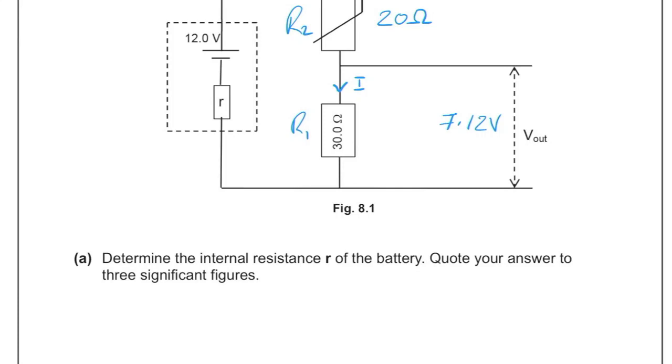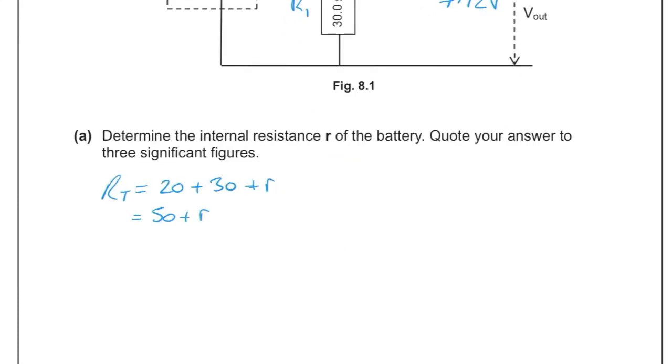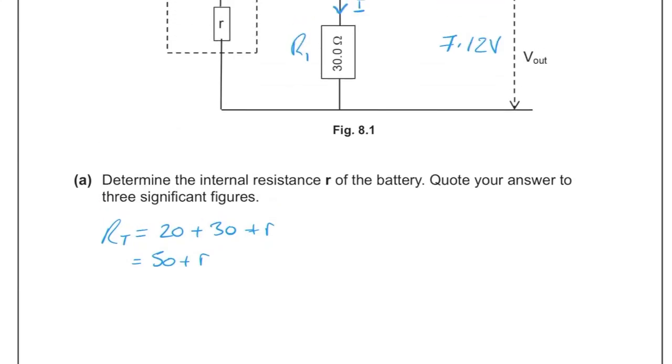Or you can just say, well, we'll get the current, and then we'll say that the 12 volts here, V equals I times all of this R. So I can say that R total is 50 plus little r, because there's a 20 and a 30 and little r around the loop. So the total resistance is the sum of them all because they're in series. So 50 plus little r is the total resistance. We can get the current from those two values that we know there, the 7.12 volts and the 30 ohms. So we can get current from that.